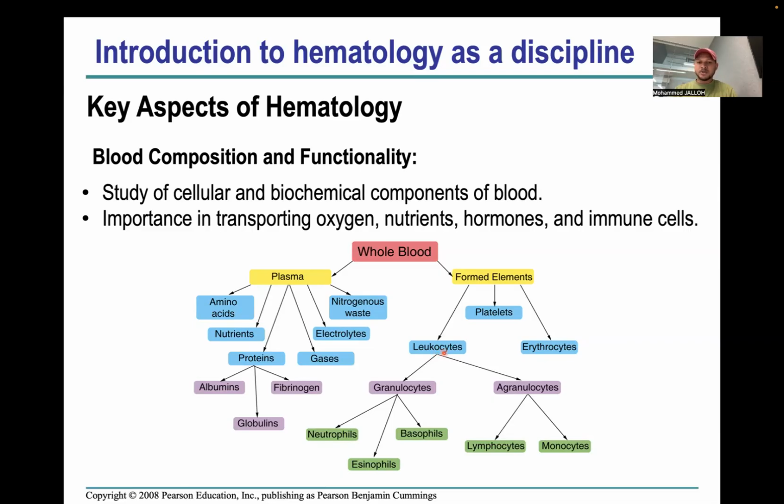And under these leukocytes, we have granulocytes, and then we have agranulocytes. The ones that are granulocytes mainly have granules. Usually when you look at their structure, you see some dots there. That's why they are called granulocytes. And then you have the agranulocytes, which are the ones that do not have granules. Some small dots can be inside.